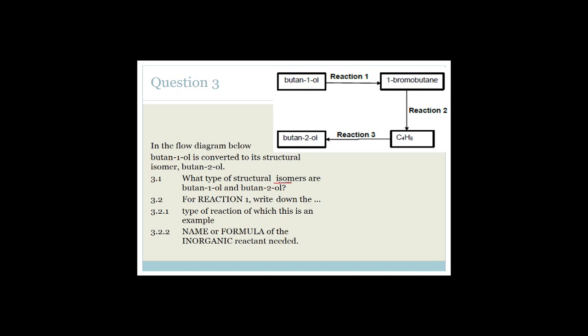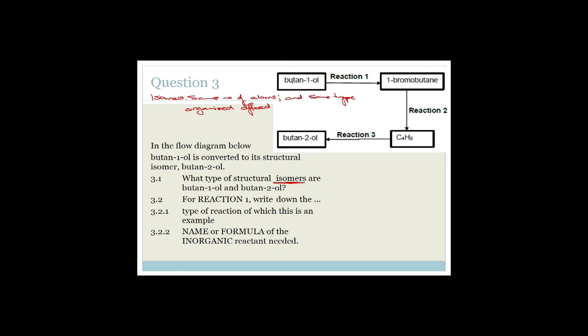Now, first of all, let's talk about isomers. What are isomers? Isomers are compounds that have the same number of atoms, and the same type, but they are organized differently. That's not the official definition, I'm explaining it. Isomers, by definition, have the same molecular formula but different structure.